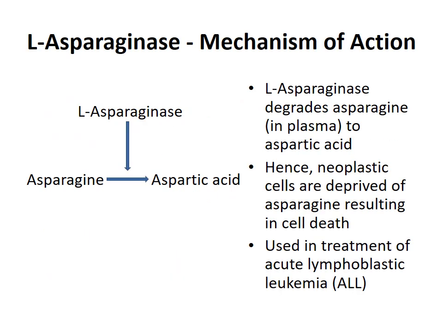The mechanism of action of L-asparaginase: asparagine is converted to aspartic acid with the help of the enzyme L-asparaginase. L-asparaginase degrades asparagine in plasma to form aspartic acid. Hence, neoplastic cells are deprived of asparagine, resulting in cell death. It is used in the treatment of acute lymphoblastic leukemia.